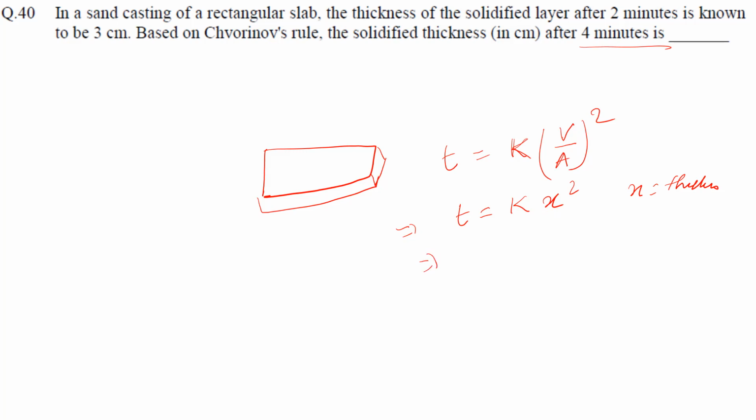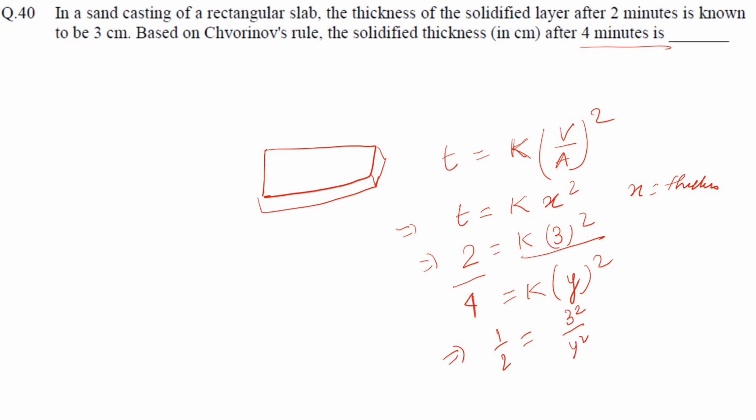In the first case, it is given 2 minutes. K is constant, and the thickness was 3 centimeters, so it was 3 square. In the second case, it is asking after 4 minutes. So 4 equals K, with thickness Y, suppose. Then we will divide these two. So 1 by 2 is equal to 3 square by Y square. This implies Y is equal to 3 root 2, that is 4.24 centimeters.